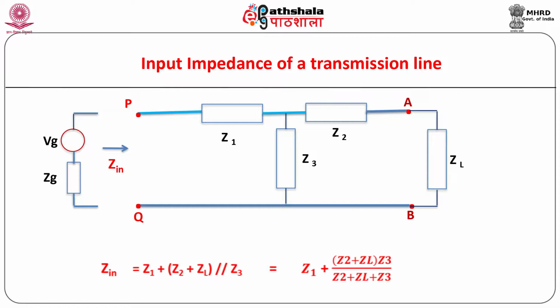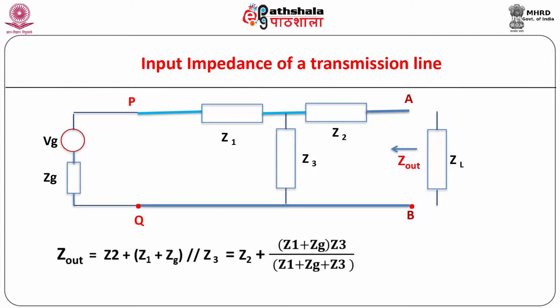Consider the circuit as shown with generator connected across its input terminals P and Q and the load impedance at the output terminals A and B as shown. The impedance between the input terminals P and Q with load impedance ZL connected but generator removed is called as the input impedance of the circuit and is given by the expression as shown.